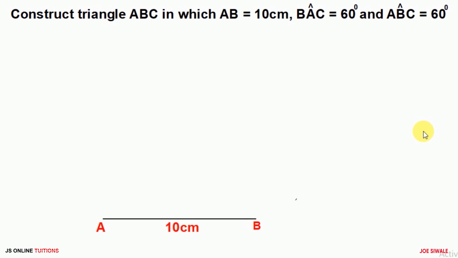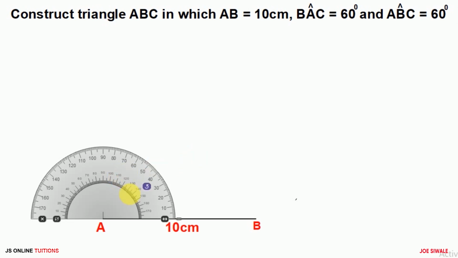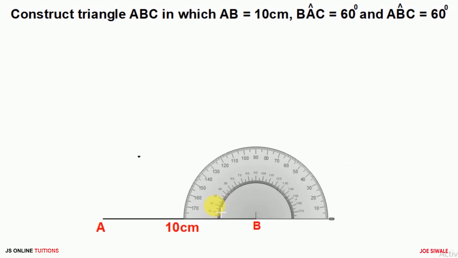The next thing we've been told, angle BAC is equal to 60 degrees. So we're going to measure 60 degrees on point A. We're going to put our protractor at point A and measure 60 degrees. So we have our 10, 20, 30, 40, 50, 60. So we have our 60 here. Then we have been told angle ABC is equal to 60 degrees. So the angle at point B is equal to 60 degrees. Let us measure that angle. So we have our 10, 20, 30, 40, 50, 60. So we have our 60 there.